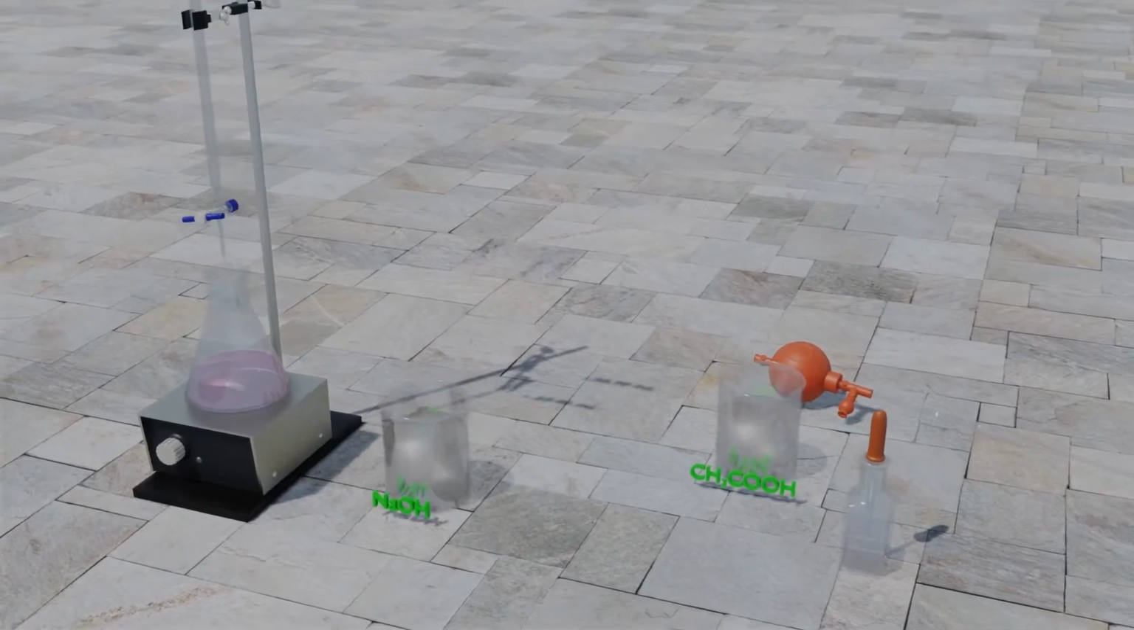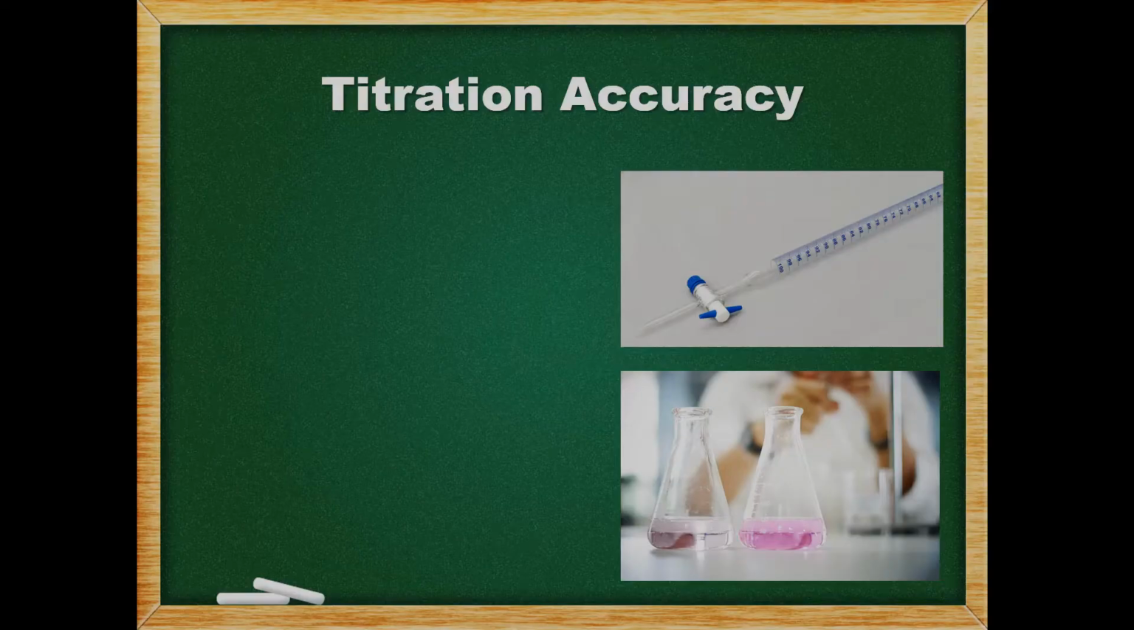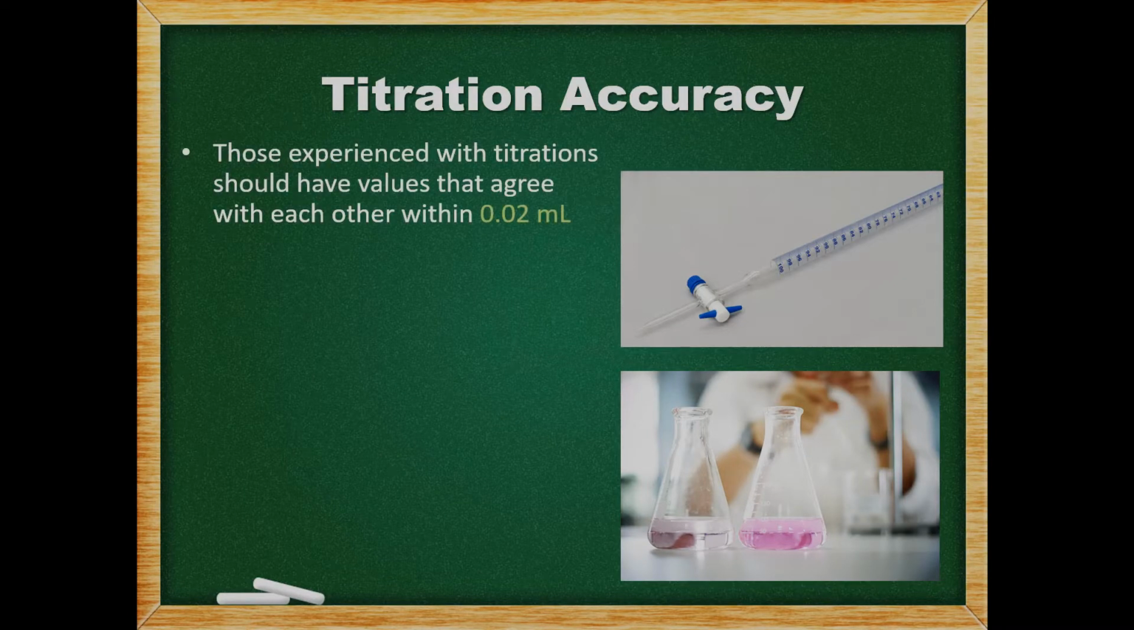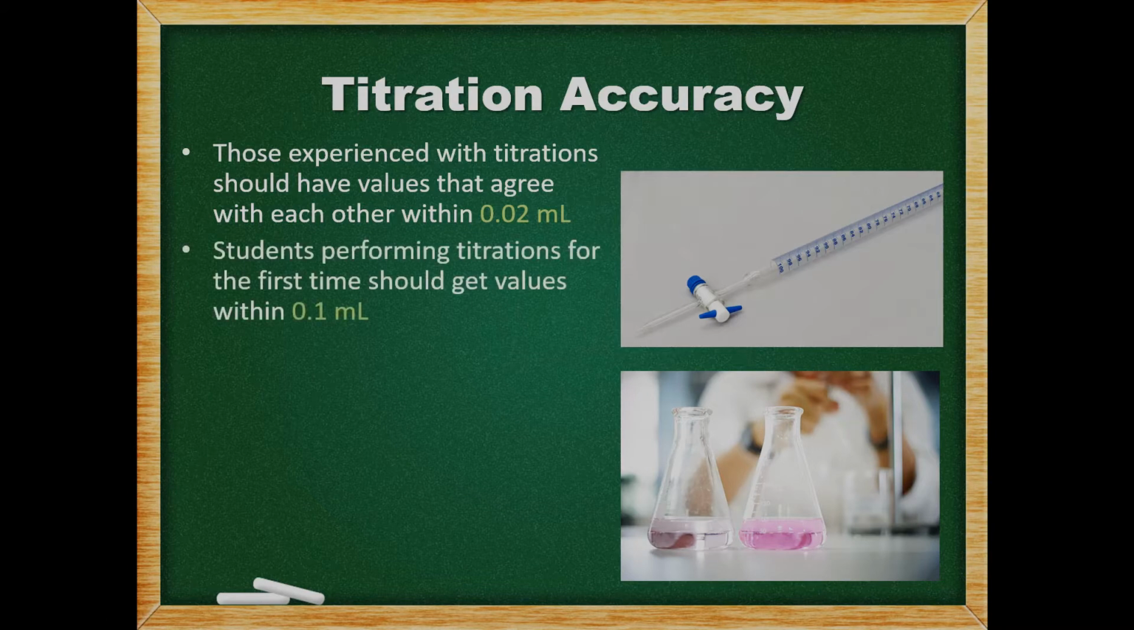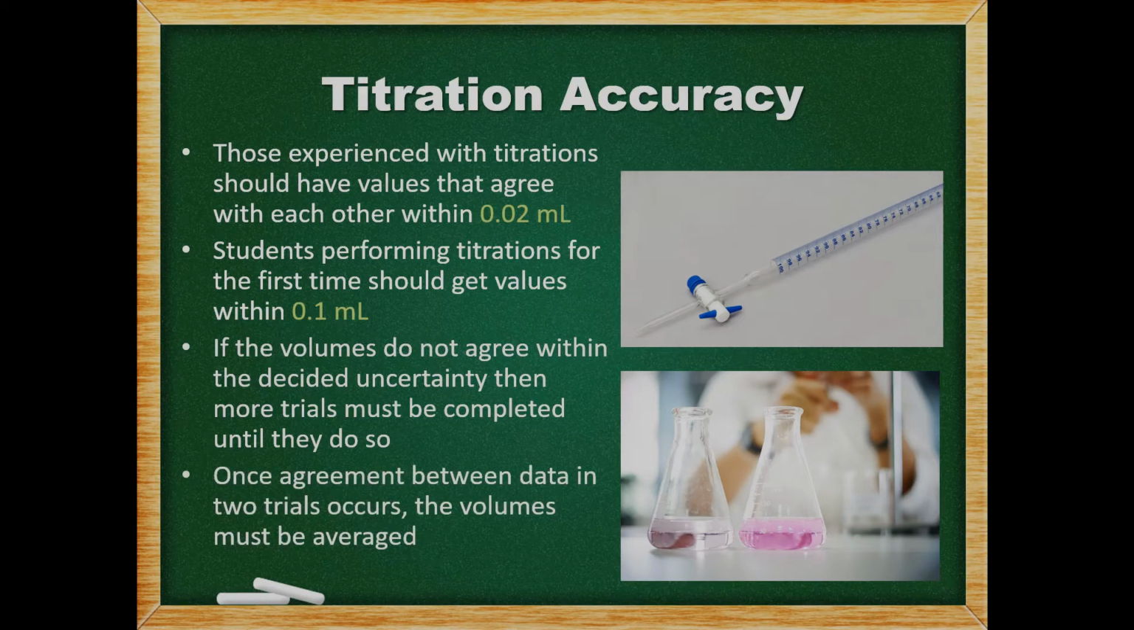As an accuracy check, titrations should always be repeated. Those experienced with titrations should have values that agree with each other within 0.02 milliliters, but it is fine for students performing titrations for the first time to get values within 0.1 milliliters. If the volumes do not agree within the decided uncertainty, then more trials must be completed until they do so. The volumes must be averaged once agreement between data in 2 trials occurs.